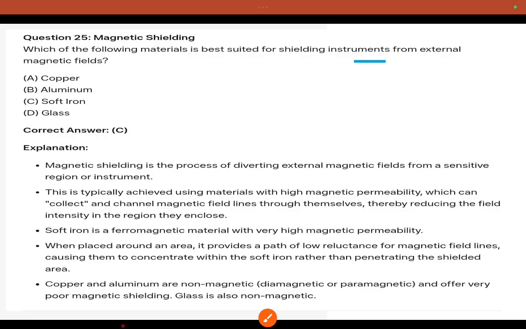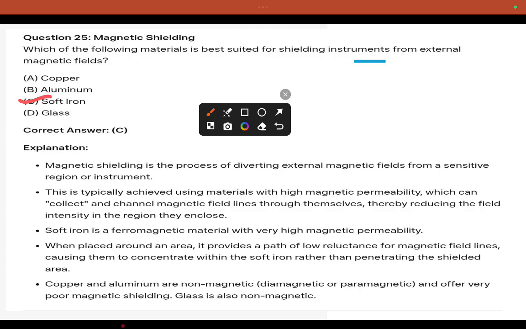question number 25. Magnetic shielding: which of the following materials is best suited for shielding an instrument from an external magnetic field? The answer is C. Magnetic shielding is the process of diverting external magnetic fields from the sensitive region of an instrument.